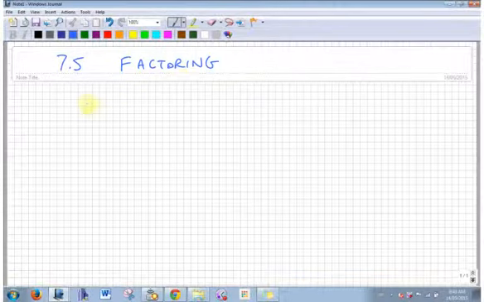Factoring. What do we remember about factoring? Solve.